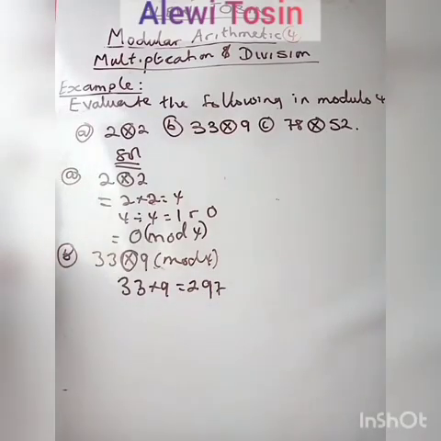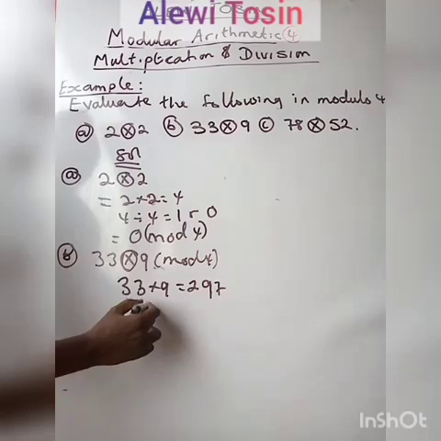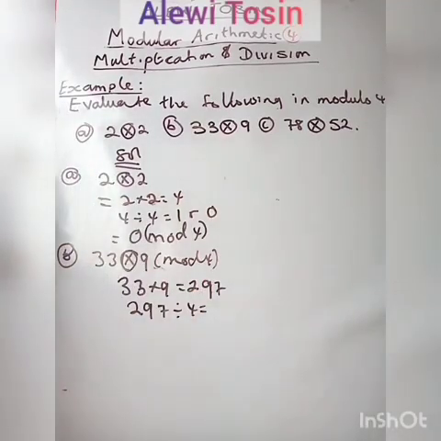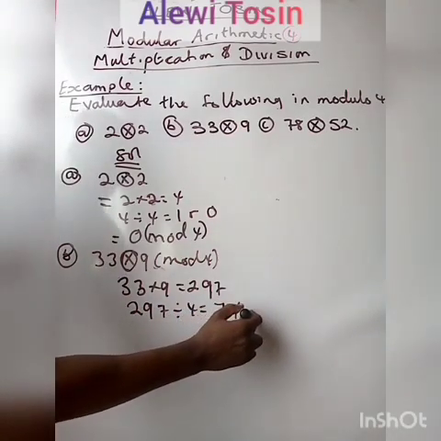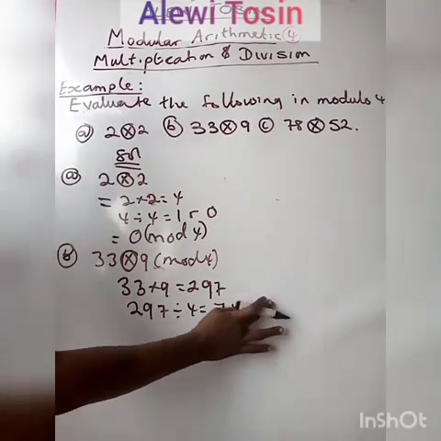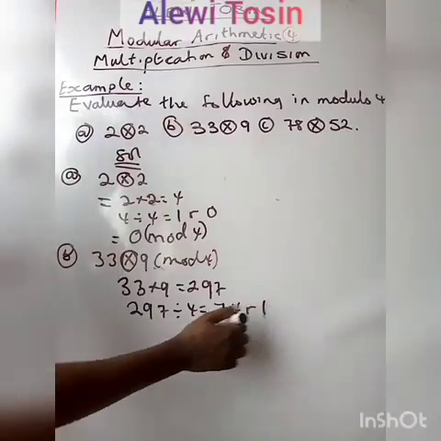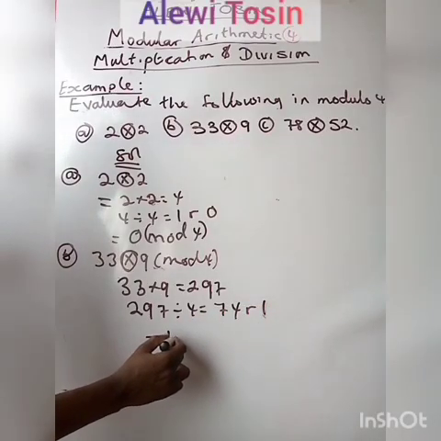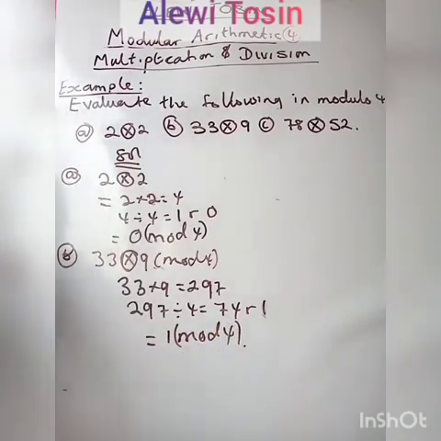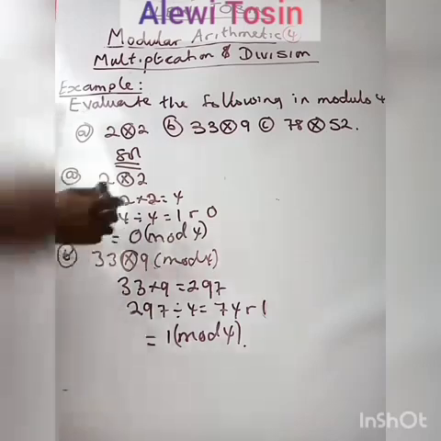Now 297, we are working in mod 4. So 297 divided by 4 will give us 74 remainder 1. So our answer will be the remainder, which means it will be 1 mod 4. So that's how it is. Now the last one.